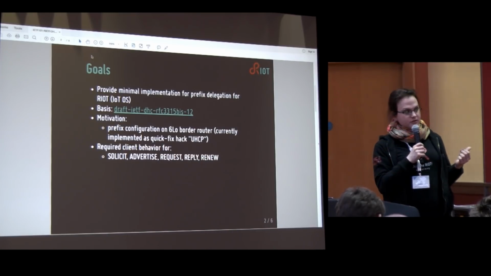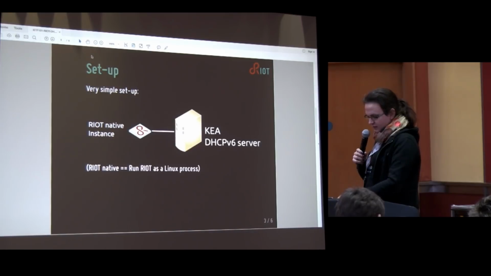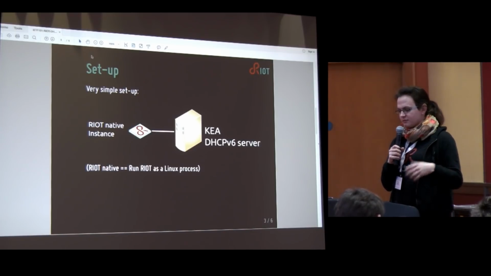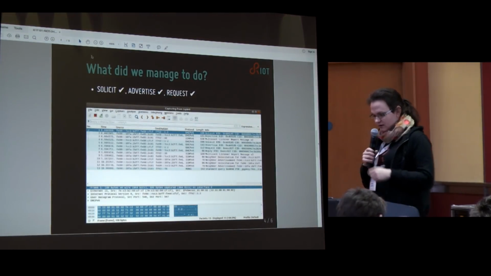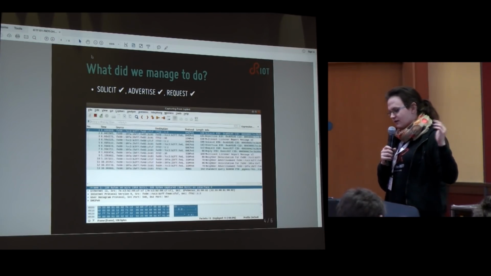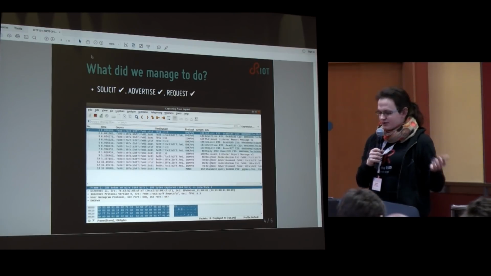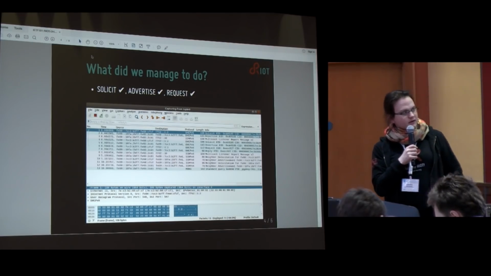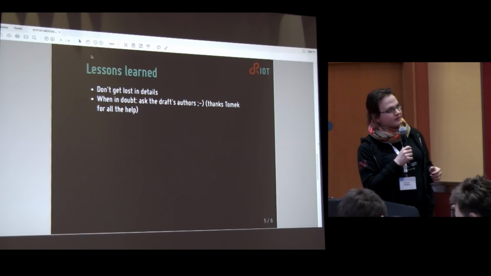For our implementation, we required the message behavior for client for solicits, advertisements, requests, replies, and renews. We had a very simple setup, so we just had a Riot native instance, which means that we can run Riot as a process on Linux, and a Kea DHCP server to run our tests against. We did manage to implement the behavior for solicits, advertisements, and requests, but I didn't manage to implement the parsing of the reply messages yet, so no configuration happens right now. But as you can see in this little Wireshark dump, there are actually the messages exchanged between the server and the Riot instance. So what did we learn from the weekend?